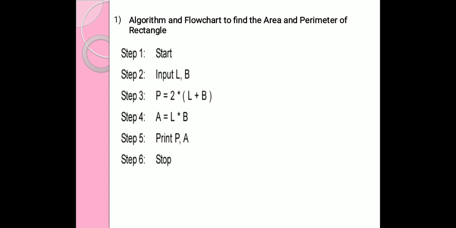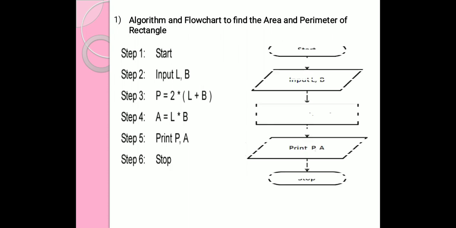And the flowchart for this algorithm is like this. First start, using the terminal symbol. For input, use the parallelogram. For process, that is the perimeter and area step, use the rectangle shape. The print output statement uses a parallelogram, and the last step, stop, uses the terminal symbol. That is the algorithm and flowchart to find the area and perimeter of a rectangle.